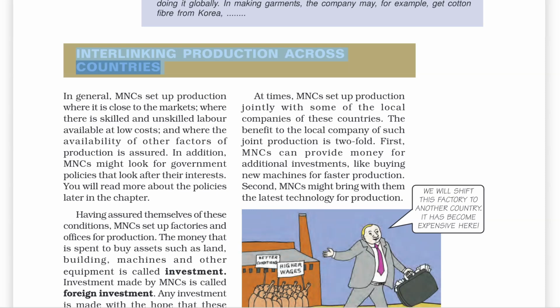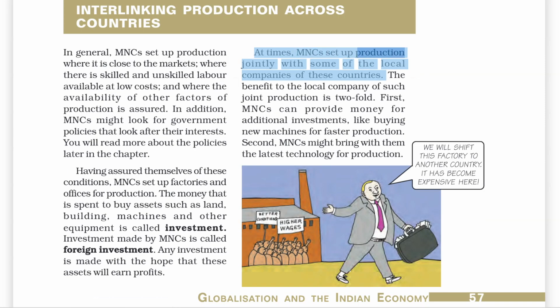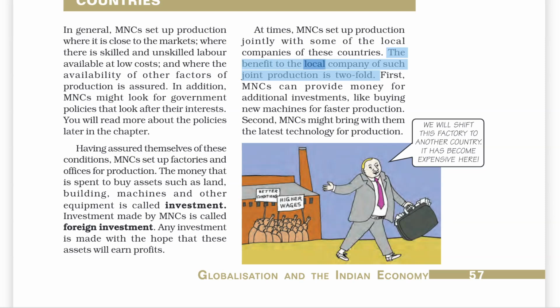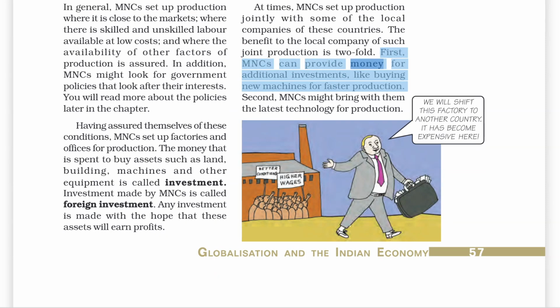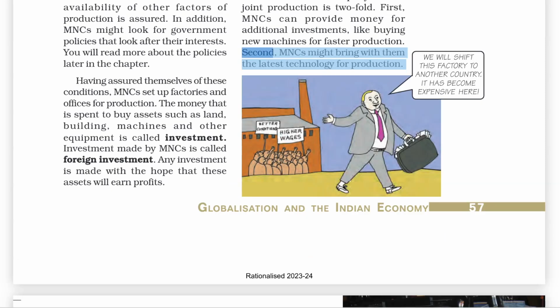Interlinking production across countries. At times, MNCs set up production jointly with some of the local companies of these countries. The benefit to the local company of such joint production is twofold. First, MNCs can provide money for additional investments, like buying new machines for faster production. Second, MNCs might bring with them the latest technology for production.